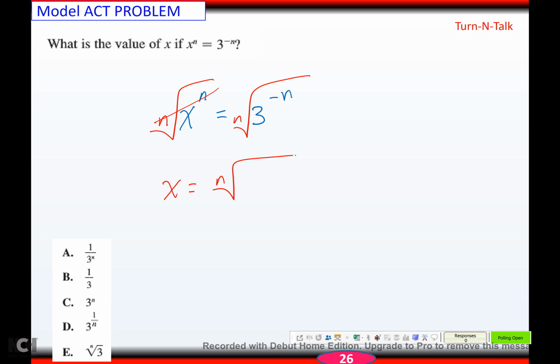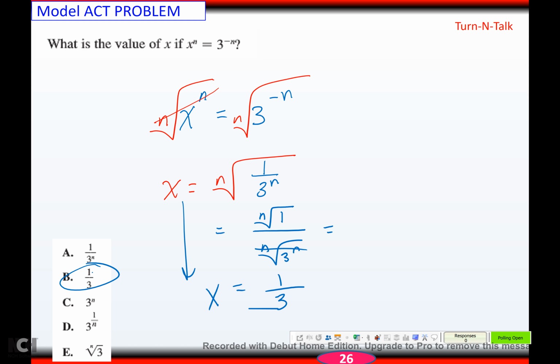First of all, I'm going to rewrite 3 to the negative n as 1 over 3 to the n. Because remember, when you have a negative exponent, you got to move floors to turn it positive. So now I can take the root of the top separate from the root of the bottom. Any root of 1 is going to be 1. And the nth root of 3 to the n is going to be 3. So x has to equal 1/3.